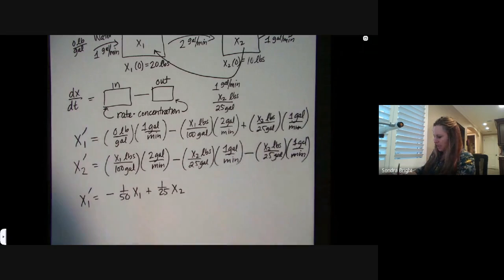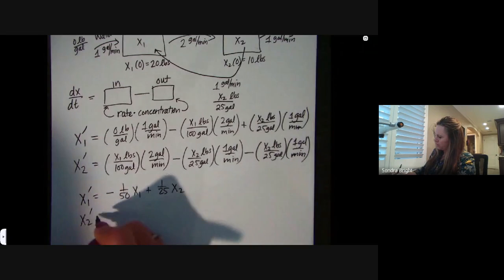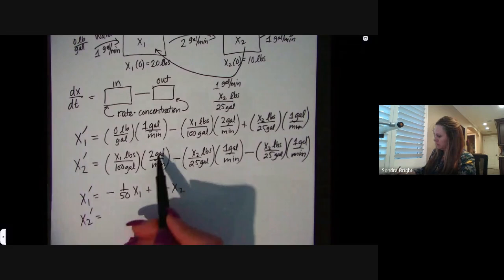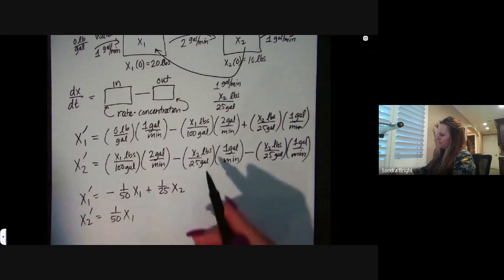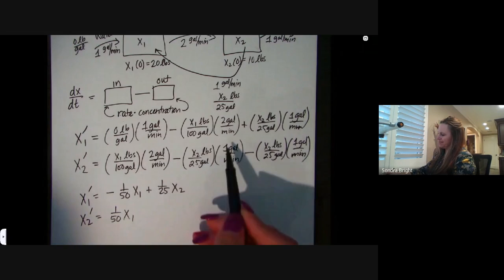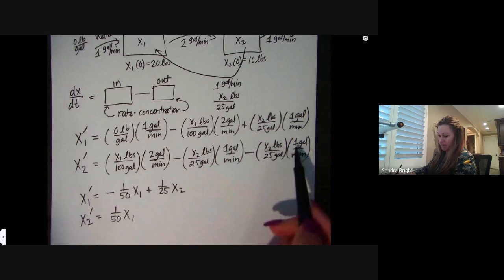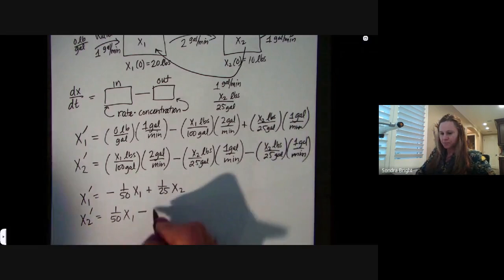The second one, the change in x2, would be 1 over 50 x1, minus 1 over 25 x2, and this one's also a minus 1 over 25 x2. So it ends up being minus 2 over 25 x2.